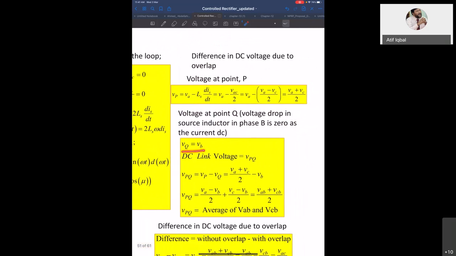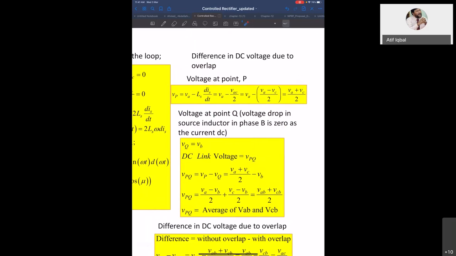So your VQ is VB. So that DC link voltage is VPQ, which is equal to VP minus VQ. And VP is this, VQ is this. So when you get this, it is (VAB plus VCB) by 2, the average of VAB and VCB. That is the voltage that is coming across the load. That is called the DC link voltage.